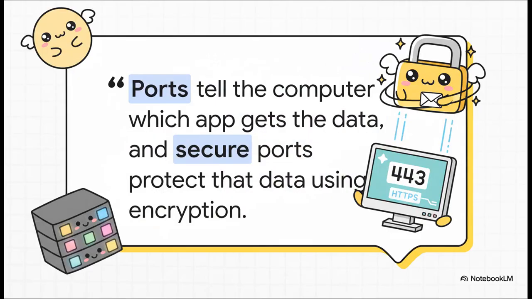Journey complete. So, as our packet gets home safe and sound, here's the big takeaway. The IP address gets the data to the right house, but it's the port number that tells it which specific door to use. And using those secure ports, like 443 for HTTPS, well, that's the difference between sending a postcard and sending a letter in a locked box.